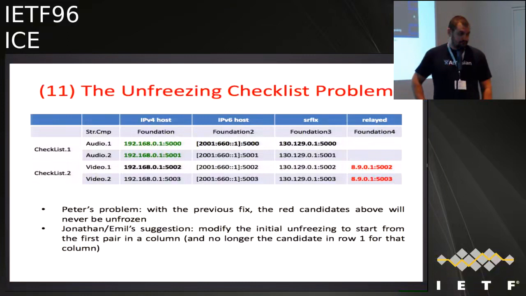What's really weird about this use case is that video 1 has connectivity paths that audio 1 doesn't have. So I agree we need to check them eventually and we need to solve this bug somehow, but I'm not sure we'd want to start checking video 1 right away as an optimal strategy for getting to an answer quickly.